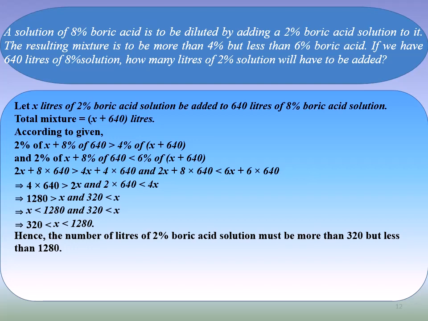So how to write it? 320 is less than x and x is less than 1280. So x is between these two values. Hence the number of liters of 2% boric acid solution must be more than 320 but it should be less than 1280.